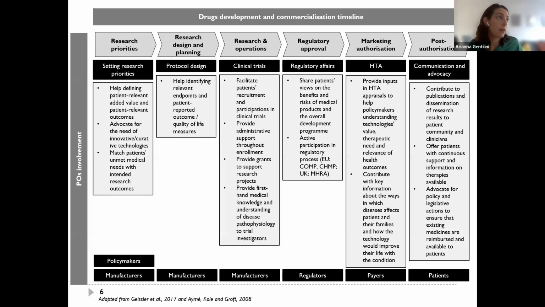And on top of that, when it gets to the regulatory approval phase, they can share patients' views on benefit and risk of medicines. Similarly, in the HTA phase, they can help policymakers understanding the full value of a technology. And then finally, in the post-authorization phase, they engage in communication and advocacy activities. And these include, for example, disseminating results of clinical trials in the patient community. And on top of that, they can advocate for policy and legislative actions.